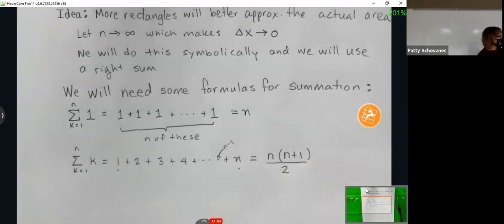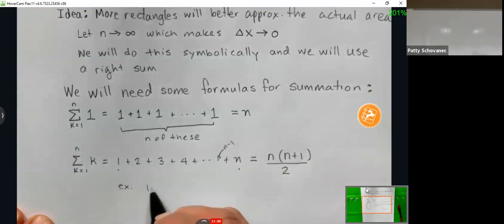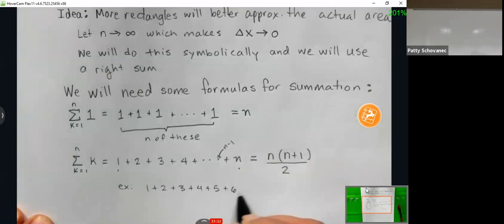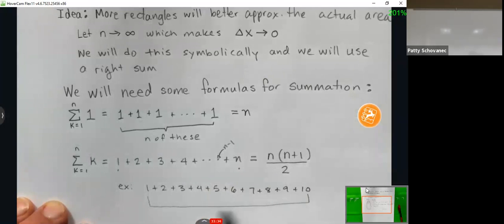Try it out. Add the first 10 numbers together. 1 plus 2 plus 3 plus 4 plus 5 plus 6 plus 7 plus 8 plus 9 plus 10. Look at how I'm doing it. I'm doing 10 plus 1 is 11, plus another 11, plus another 11, plus another 11, plus another 11. So I'm making 5 sums of 11.